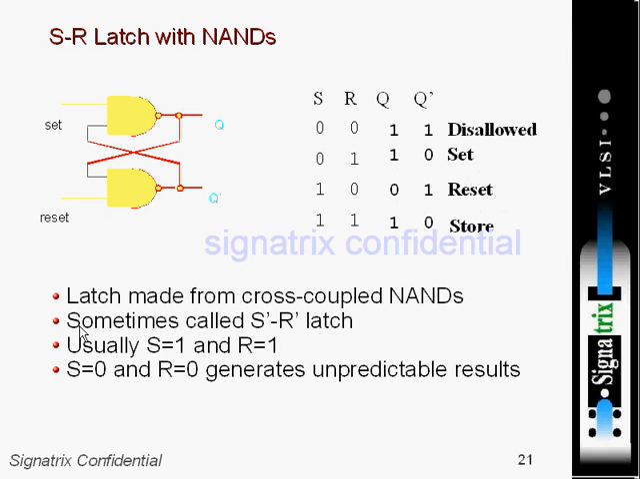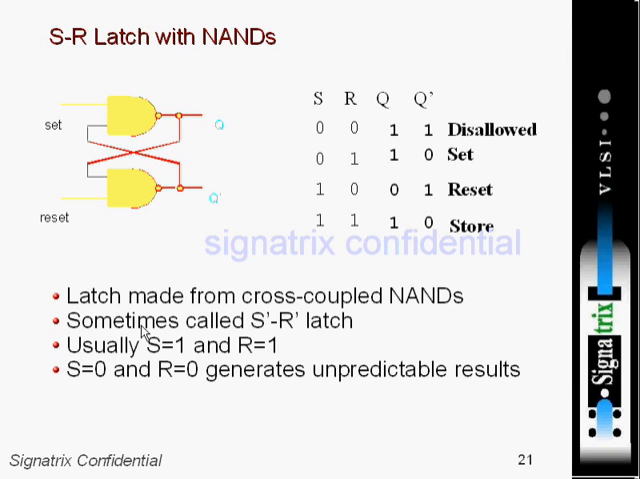In the previous case you have seen the SR latch using NOR. There S equal to 1, R equal to 1 is the forbidden condition. Here S equal to 0 and R equal to 0 is the forbidden condition. The same as before, it's causing like this.